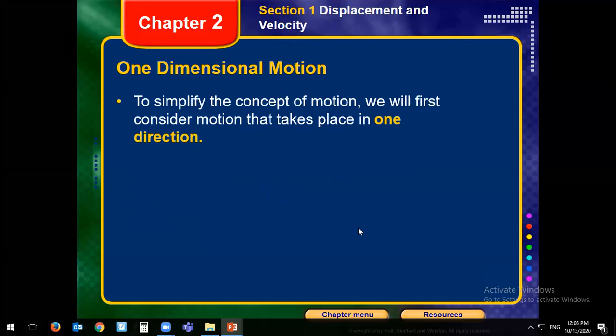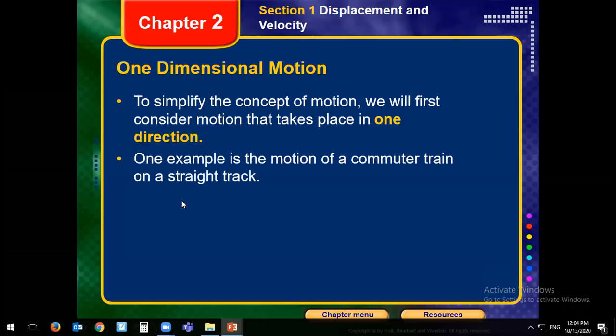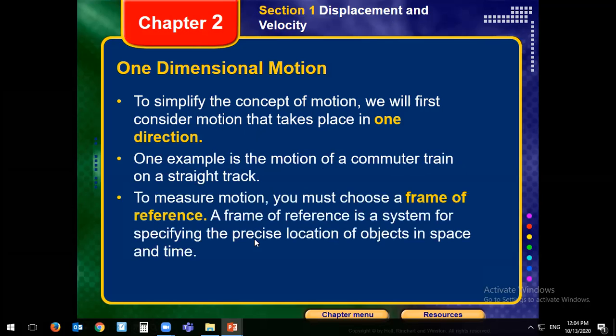First, what is one-dimensional motion? One-dimensional motion means the motion in one direction. For example, to simplify the concept of motion, we will first consider motion that takes place in one direction, like a train. A train has a starting point and an ending point. A bullet coming out from a gun has a starting point and an ending point. This is called one direction motion. So one example of the motion is a commuter train on the straight track.